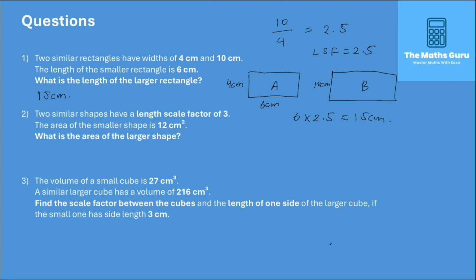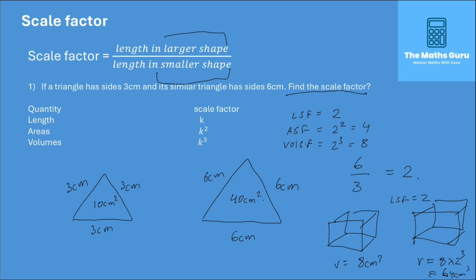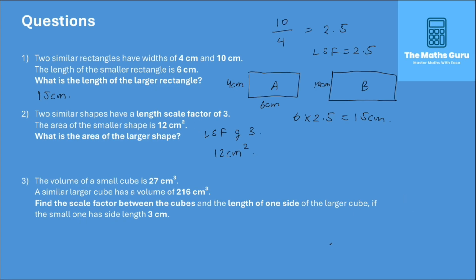Okay, two similar shapes have a length scale factor of 3. The area of the smaller shape is 12 centimeters squared. Now, if you remember from here, if our length scale factor is k, our area scale factor is going to be k squared. So we do our 12, the area of our smaller shape, times by 3 squared, because k is our length scale factor, square it to work out our area scale factor. So 12 times by 3 squared, which is 12 times by 9, which is equal to 108 centimeters squared.